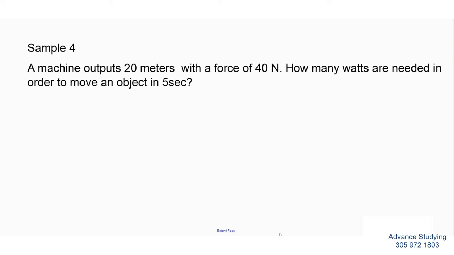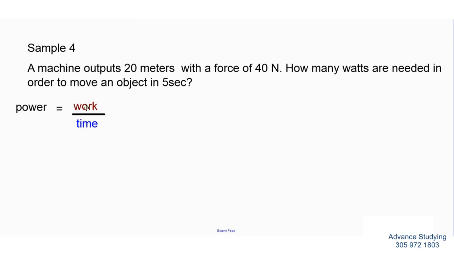Sample 4. The question could also get a little complicated. The question says, a machine outputs 20 meters with a force of 20 newtons. How many watts are needed in order to move an object in 5 seconds? Okay, so I am looking for power because it says watts, but I don't have work. How can I find work?